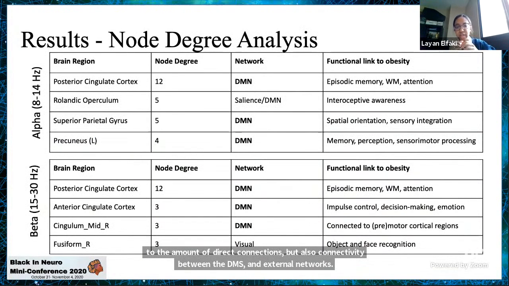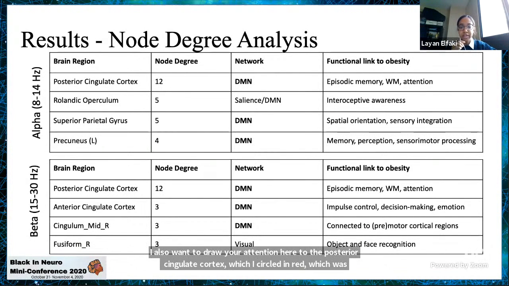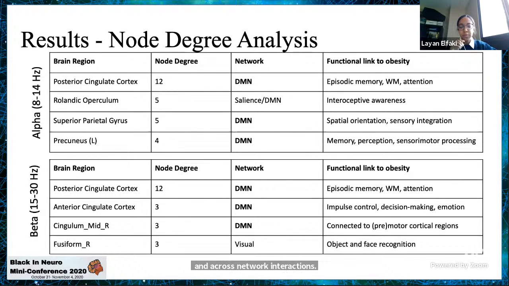Lastly, the node degree analysis was computed to identify affected brain regions with the highest degree of within and across network interactions. What we found was that regions pertaining to the DMN were among those highly implicated. But more significantly, I want to draw your attention to the fact that in both the alpha and the beta frequency, as shown here, the posterior cingulate cortex was the region with the highest node degree. The significance of that will be discussed shortly.